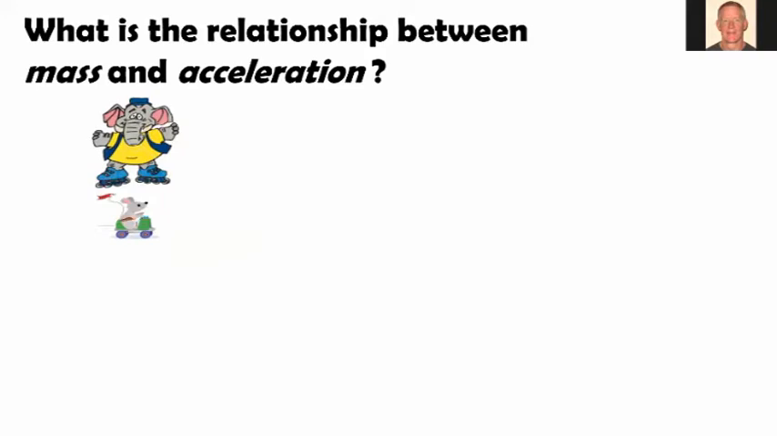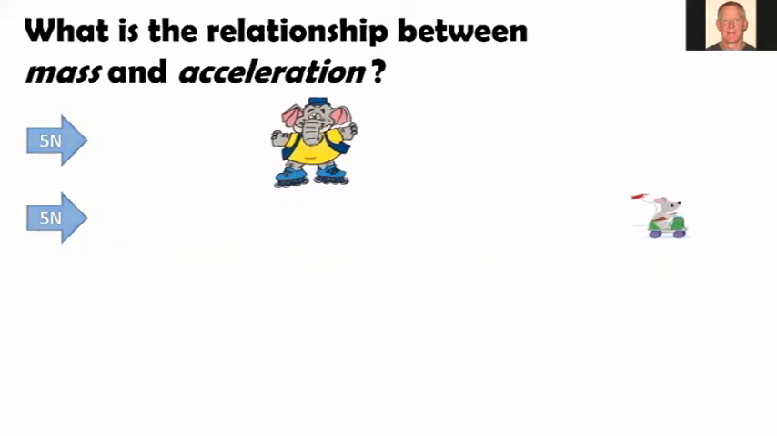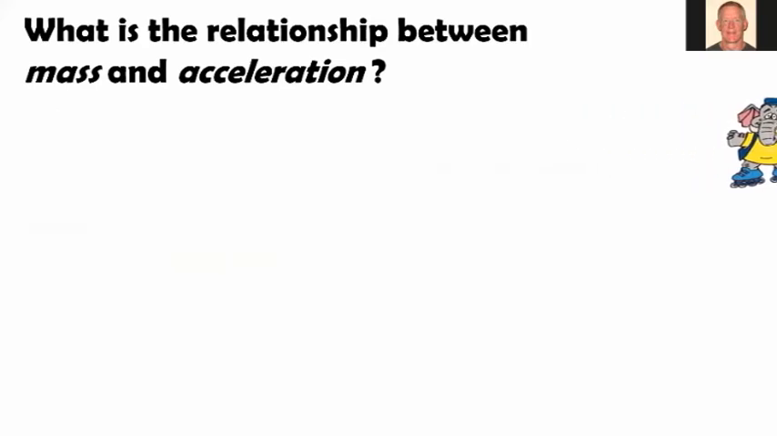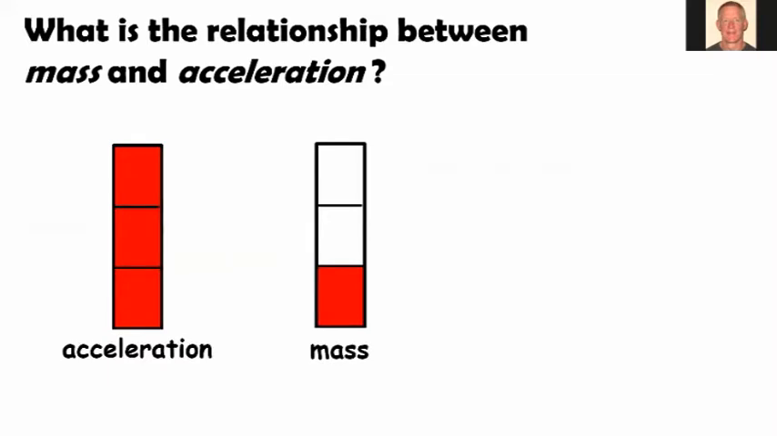Let's look at another case. What is the relationship between mass and acceleration? Well, if we apply the exact same force to an elephant and a mouse, which one's going to accelerate at a higher rate? Well, clearly, the mouse has much less mass, therefore it can be accelerated at a higher rate. The elephant had greater mass, so its acceleration was at a lower rate.